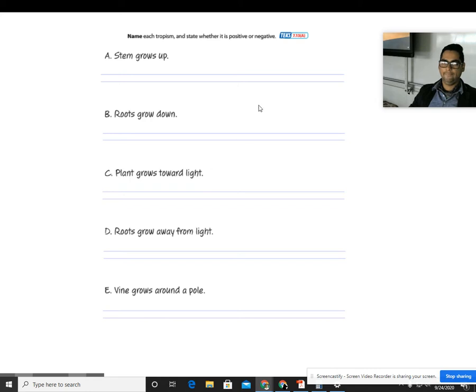Plants grow towards the light. That is going to be phototropism. Is it positive or negative? It's going towards it, so that's going to be positive. Roots grow away from the light. So same thing. That is actually going to be phototropism, but it's going away, so it'd be negative because the stimulus is light and it is going away. Vines growing around the pole is going to be thigmotropism, and it is going to be positive.